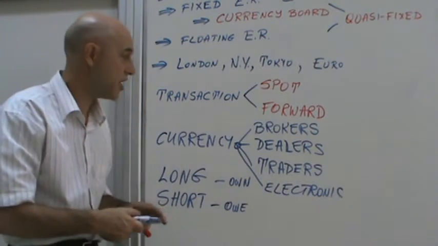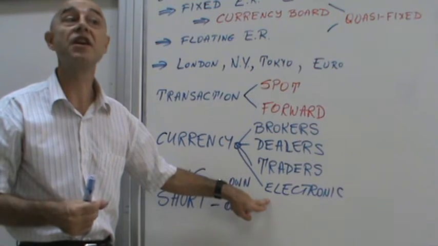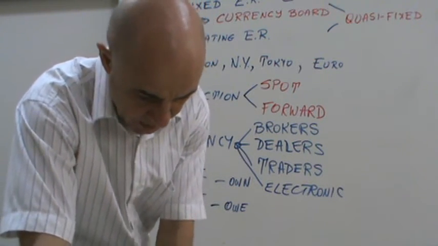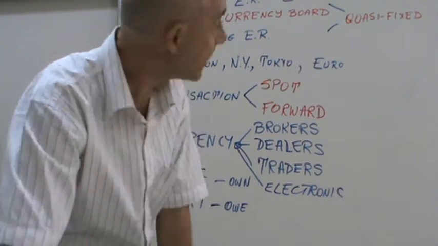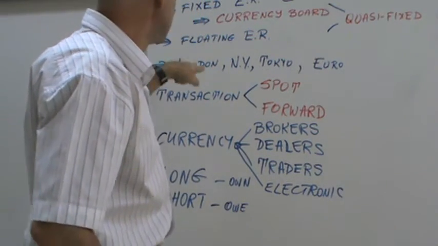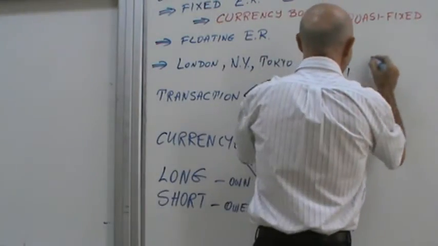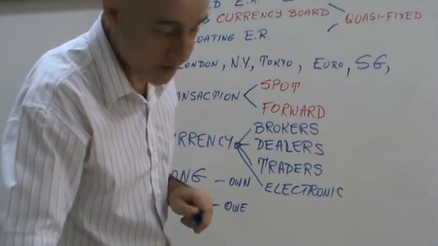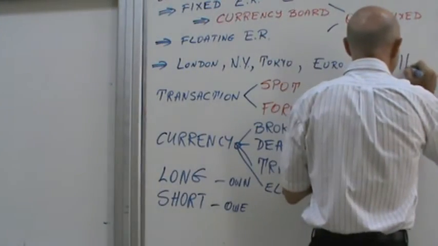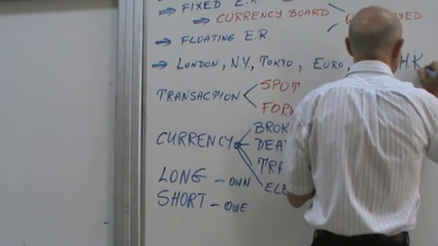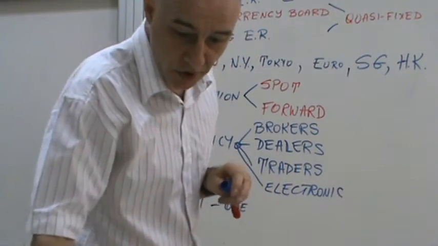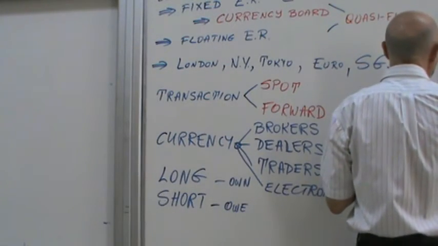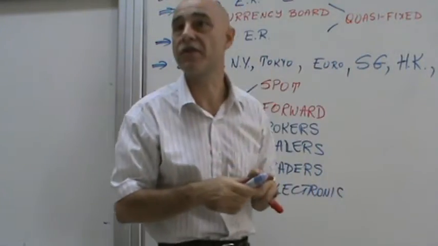Now there are electronic currency exchanges. Another big currency market, Tokyo, New York. Now another big market will be the Singapore market. And one of the big places for currency exchange will be the Hong Kong market. And I'll shorten it to FF, standing for Frankfurt.